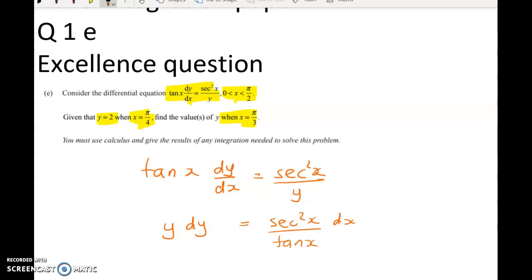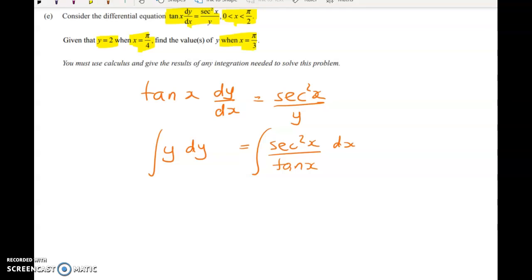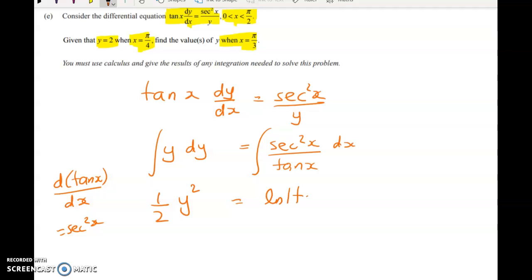I'm actually going to show you what happens if you try that way at the end of the video. So here we're going to integrate both sides. The left-hand side is straightforward, so we're going to make that a half of y squared. And then here, the pattern that we want to spot is that when I differentiate tan x, I get sec squared x. So this is not a difficult integral. This is just the natural log of tan x with nothing else, plus c, right?